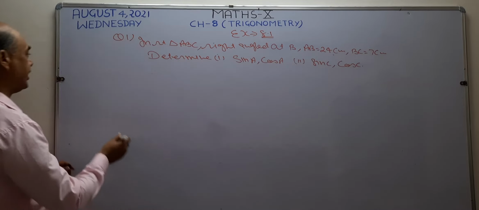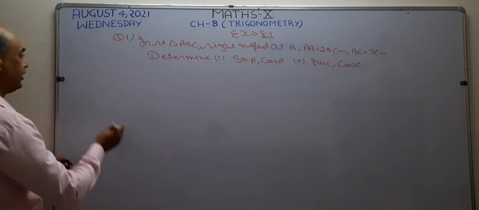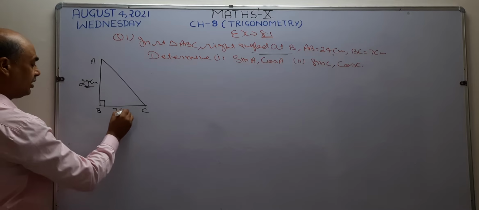Okay, make first one right angle. Suppose this is your right triangle ABC. Right angle at B, so write B here. After that I take A, B and C. Right angle at B, it is given. Now AB is 24. Where is AB? This is your AB 24 and BC is given 7 centimeter.